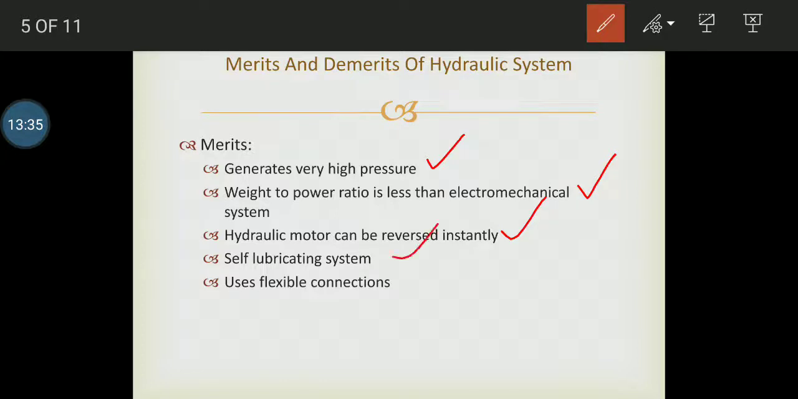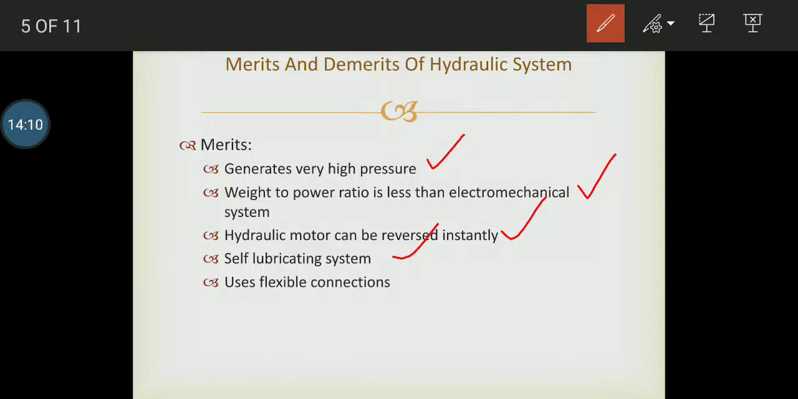Then, self-lubricating. Yes, self-lubricating, because the complete process is hydraulic in nature. It consists of fluid, so it is self-lubricating. It is non-corrosive in nature, because the fluid is completely providing a film to it, because of which the oil prevents corrosion and prevents friction from being generated. So it actually minimizes the wear and tear of the mechanism.